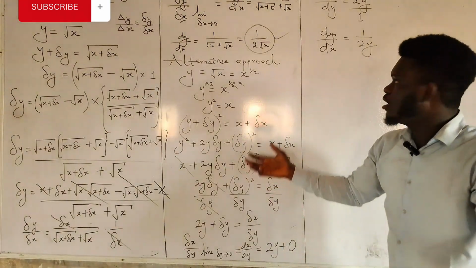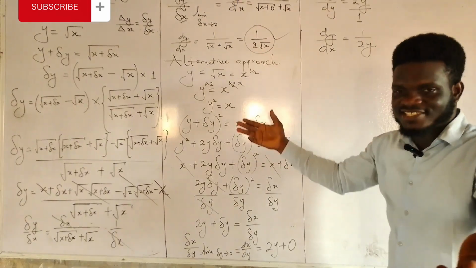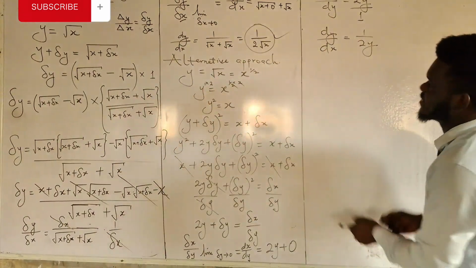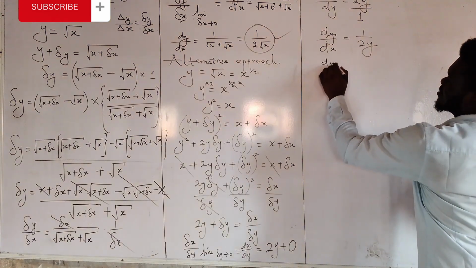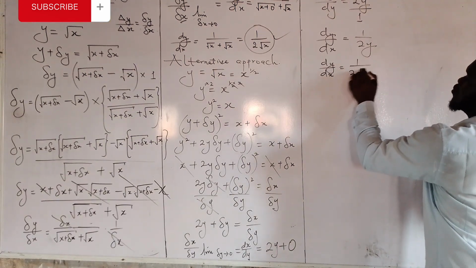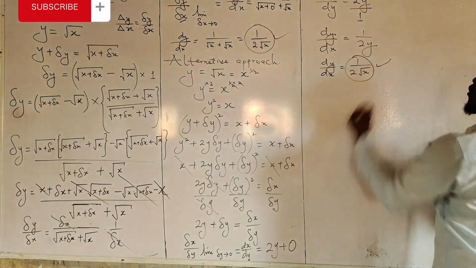But 2y was not what we got at first. Yes, it's very correct. Do not forget, y is equal to the square root of x. So you can simplify that and say dy/dx will be equal to 1 over 2 square root of x.